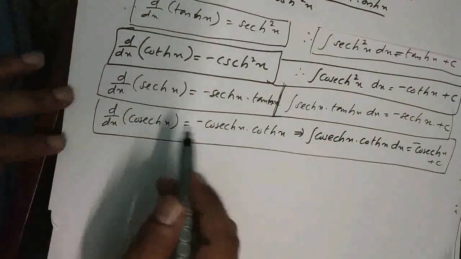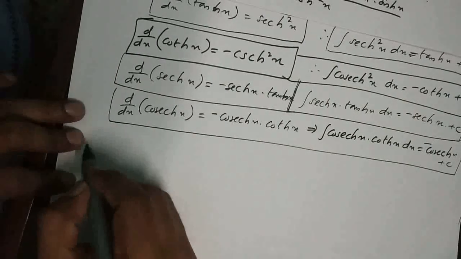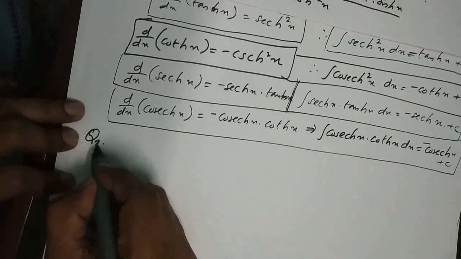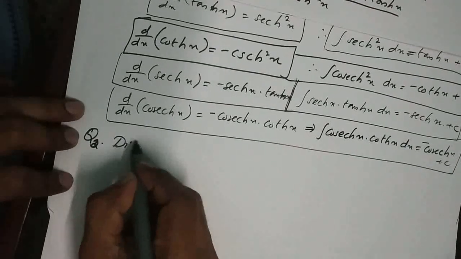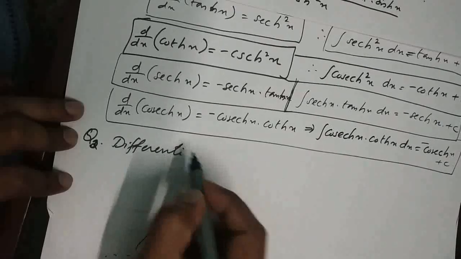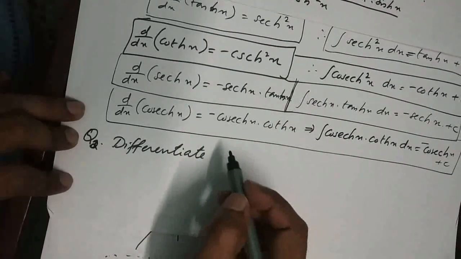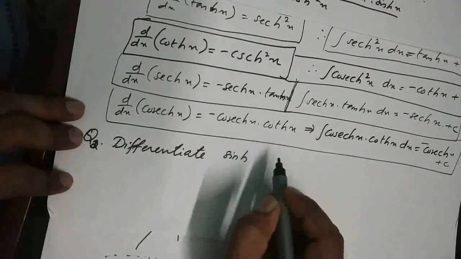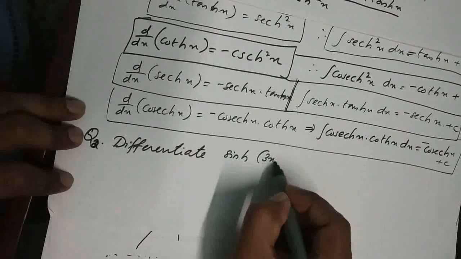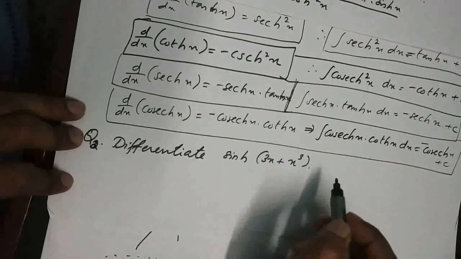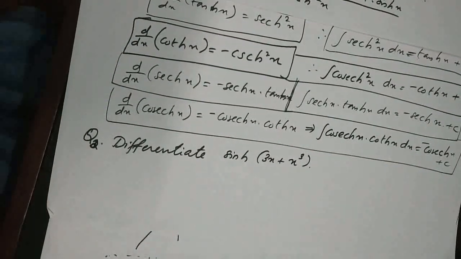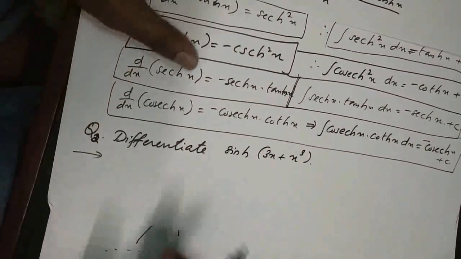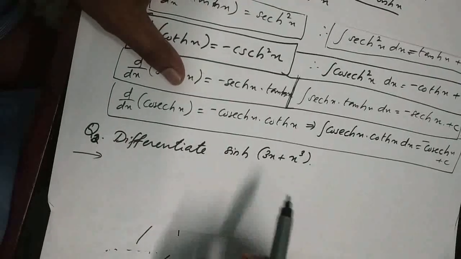Okay. First one is differentiate, question 1 or question 3a2. Differentiate sinh of 3x plus x cube. Now how to differentiate this sinh of 3x plus x cube? To differentiate this, first of all we need to use the chain rule.